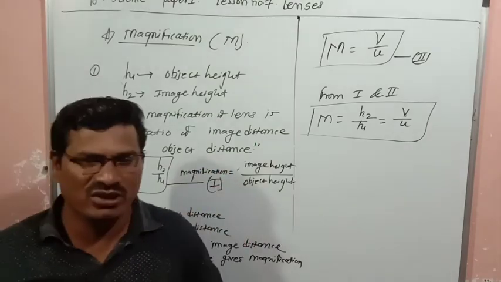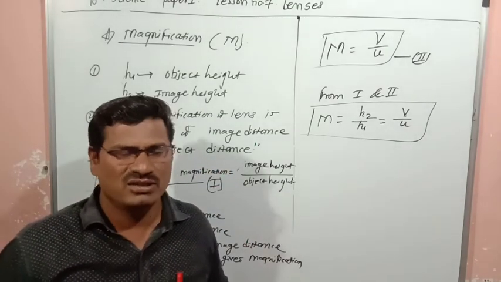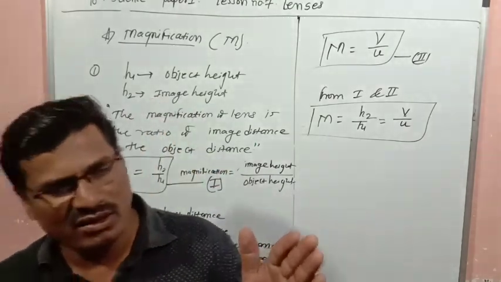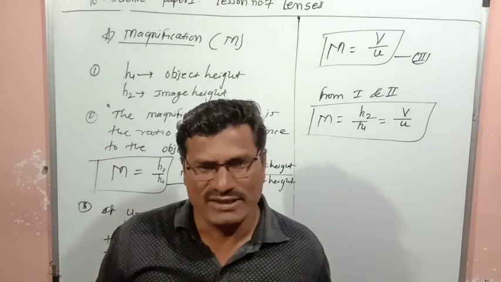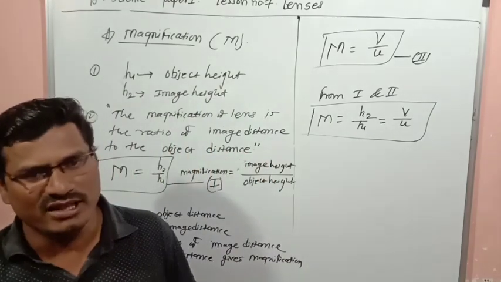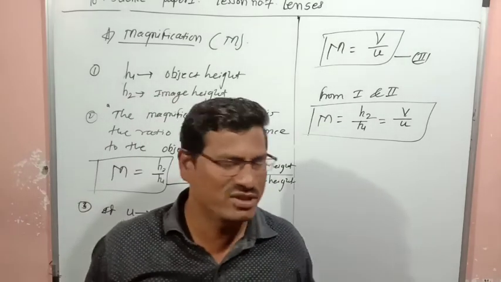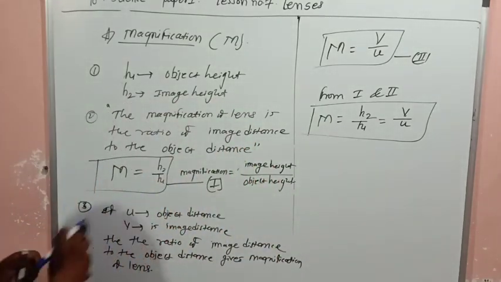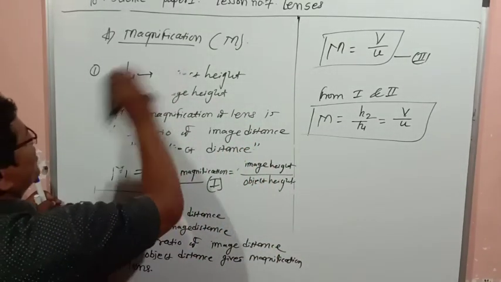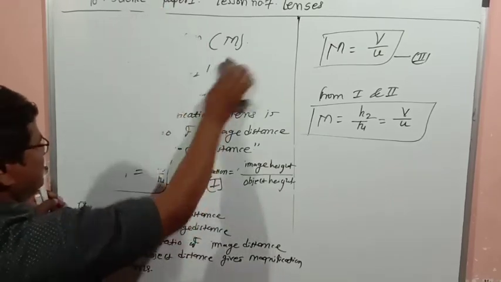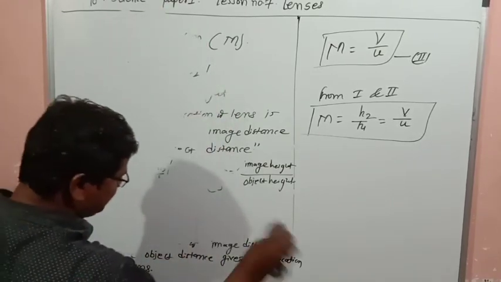So next point is there. What you can say? Power of the lens. So what is meant by power? That one will see. So you all write these points. Next point is there. Power of the lens.